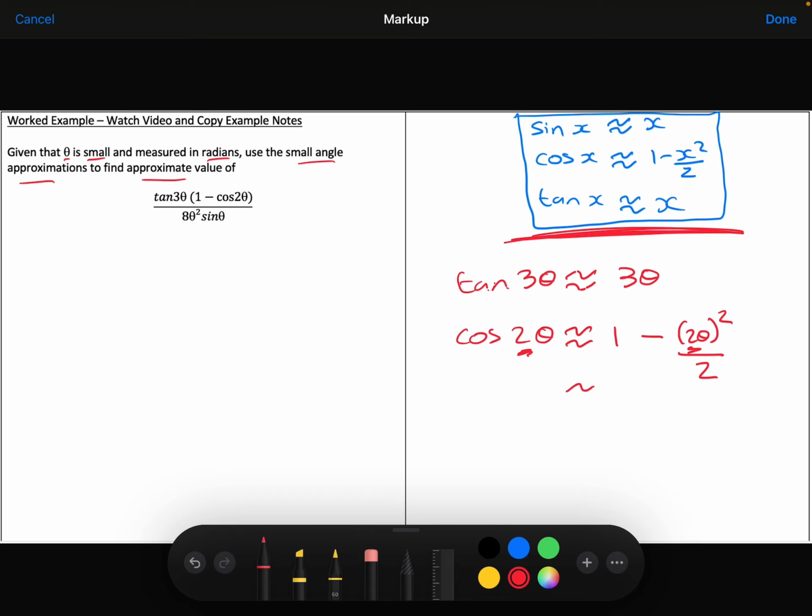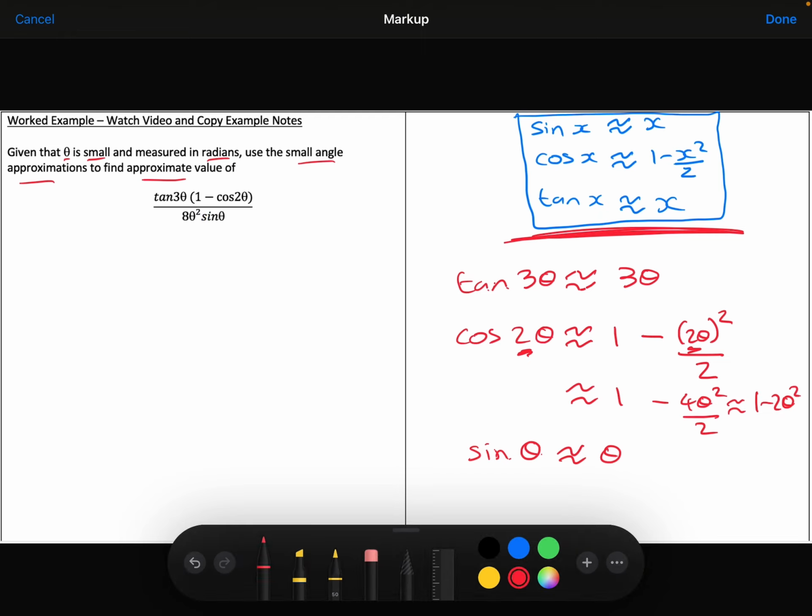We can simplify that. The 2 theta squared would be 4 theta squared over 2, which would simplify to be 1 minus 2 theta squared. And then finally, the only other trigonometric function we have here is the sine theta. Well, sine theta can be approximated to be theta.